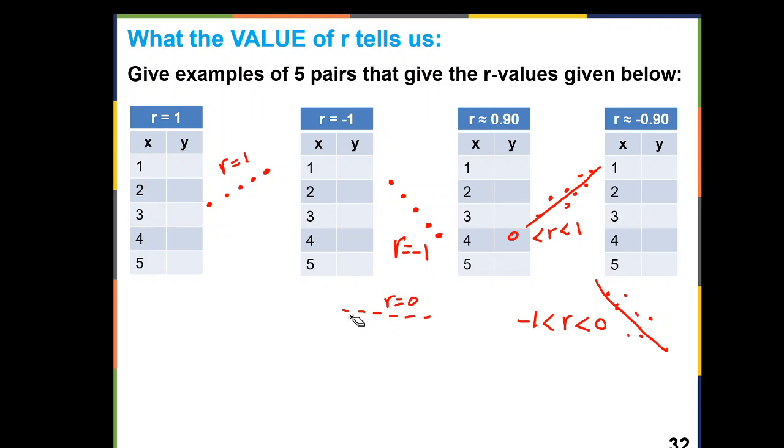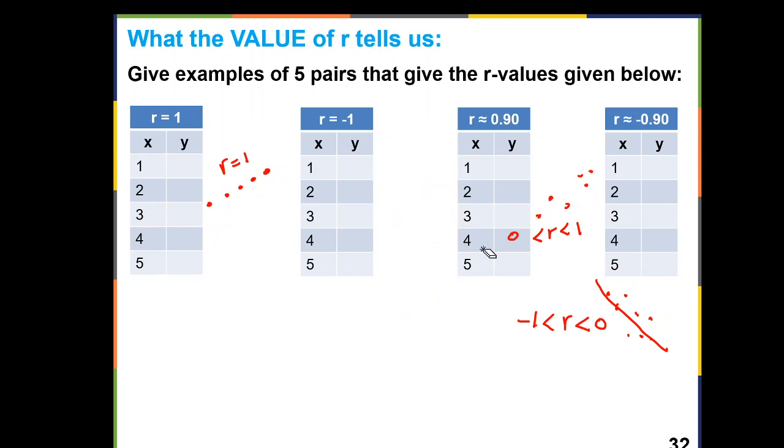And that's what R is. So R can be from -1 to 1, depending on the strength of the correlation. The closer it is to 1, the stronger the positive correlation. The closer it is to -1, the stronger the negative correlation we have. Okay, so that's the idea of R, and I have some examples here.